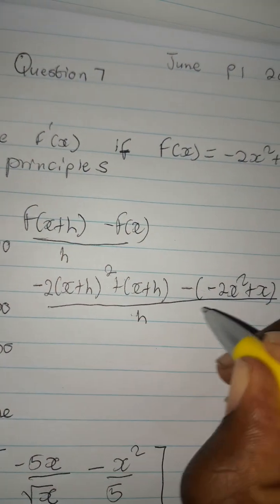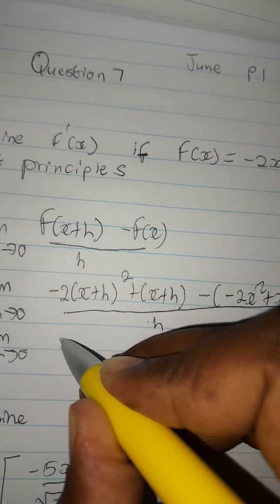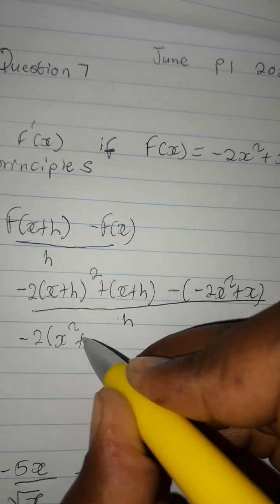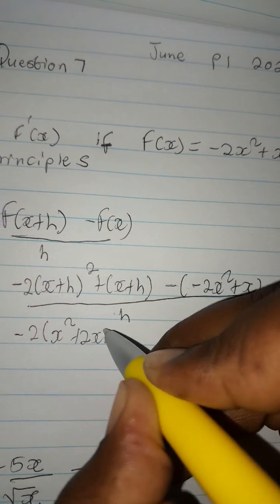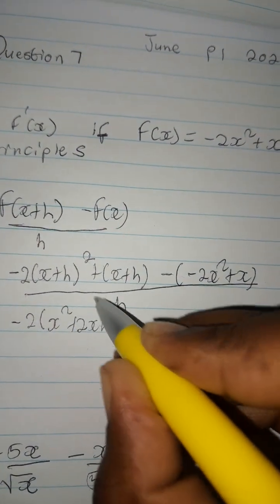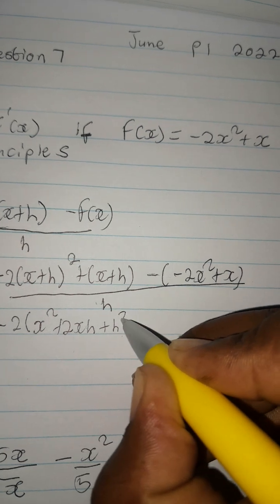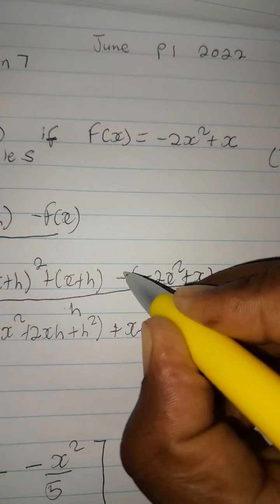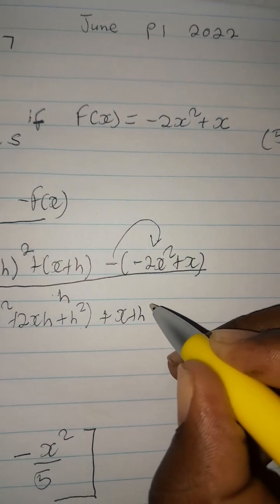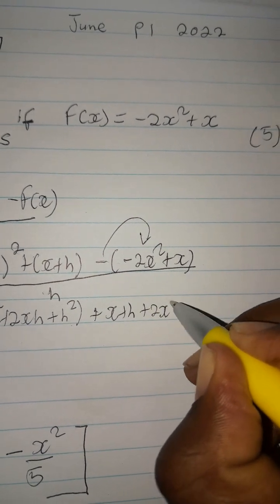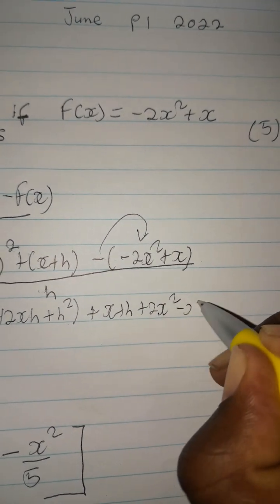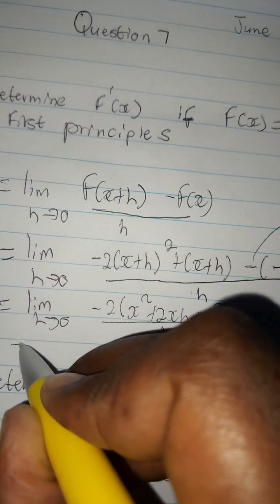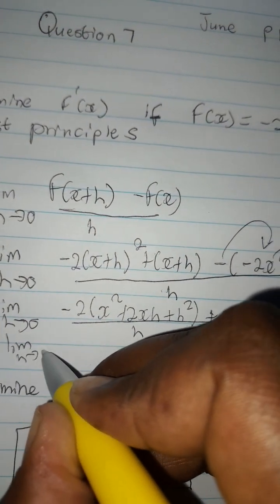From here we need to work out the brackets. We are going to have x squared plus 2xh. Where do I get 2xh? 2 times h times x, that's 2xh. Then square the last term, which is h squared, then plus x plus h. Then this negative will multiply everything inside the brackets: negative and negative is positive 2x squared, and negative multiplied by x is negative x, divided by h.